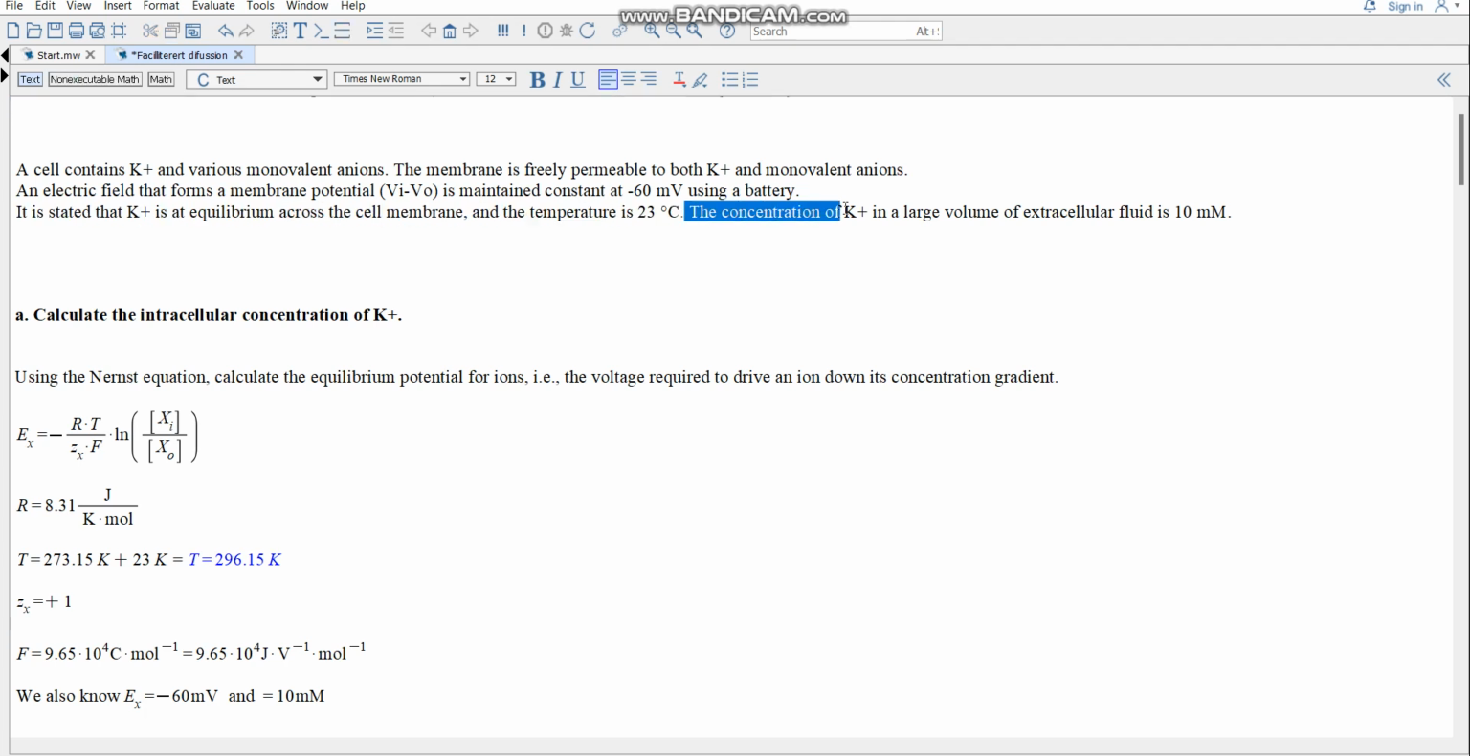The concentration of K plus in a large volume of extracellular fluid is 10 millimoles. And here they ask us to calculate the intracellular concentration of K plus. First of all, we know they're talking about facilitated diffusion because we're dealing with ions, right? Remember, if it's small particles or molecules which do not have any charge, we're talking about simple diffusion. But now we're talking about facilitated diffusion because we actually have ions.